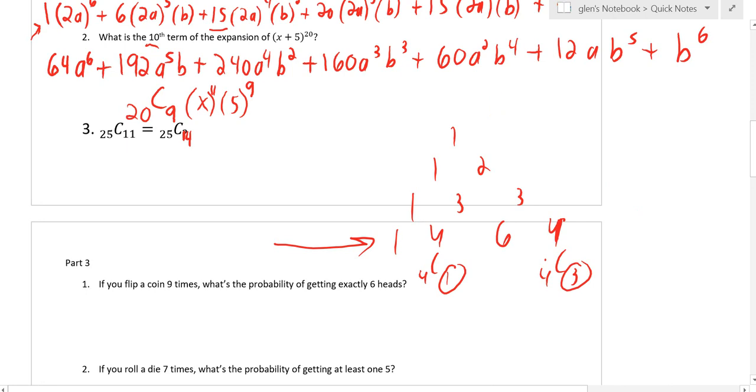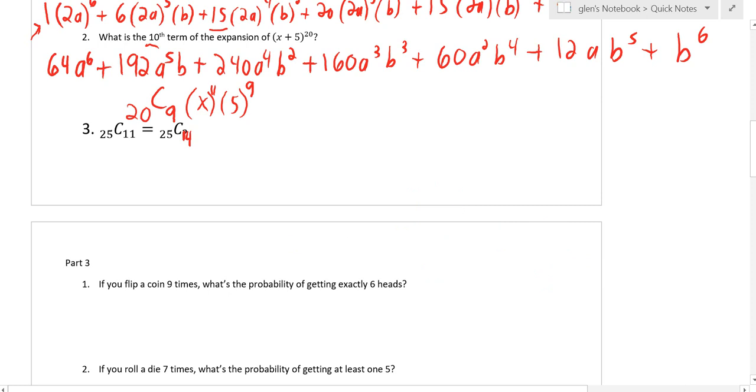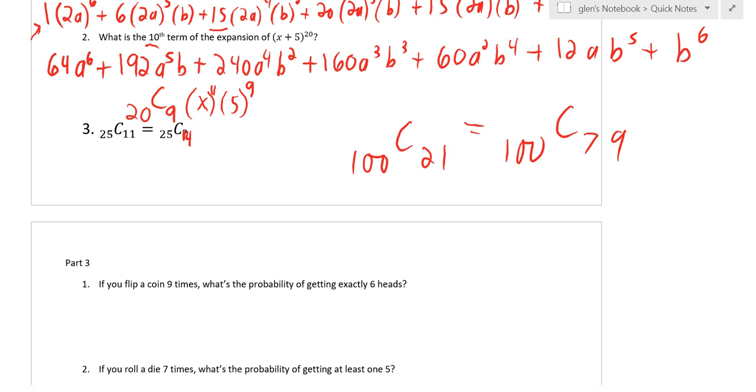Let's do it. And look, you can expand out that triangle if you want. Okay, but look, let's do another one. 100 choose 21 is the same as 100 choose 79. Okay? Because again, Pascal's triangle just repeats itself the whole way across, because they have to add to whatever you're choosing out of.